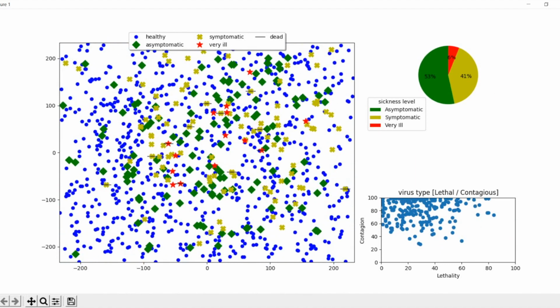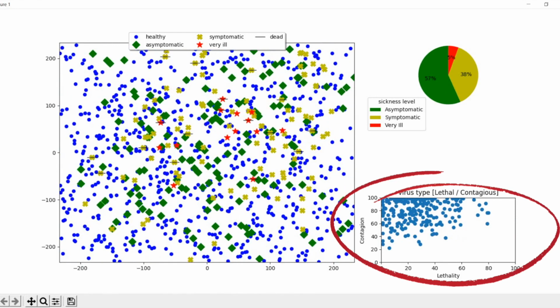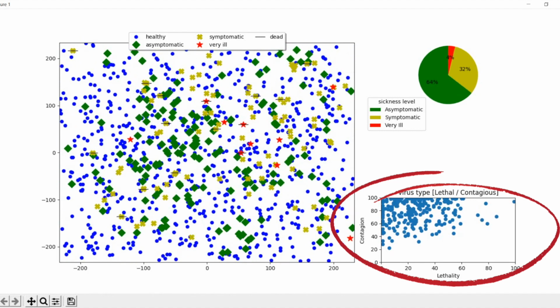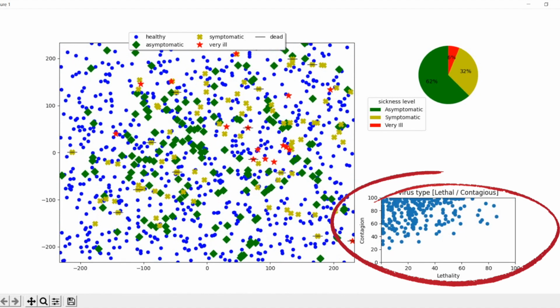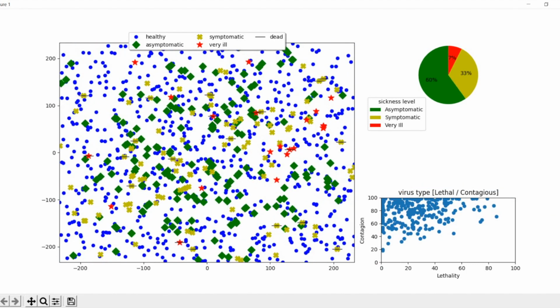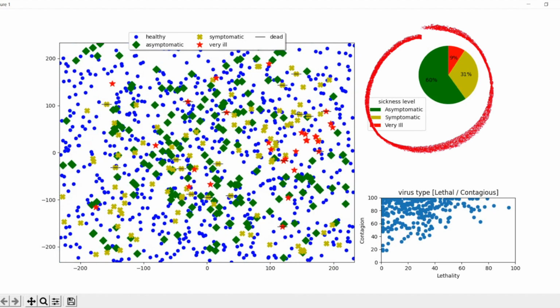Okay, so let's get back to this graph. In the beginning of the simulation, we saw that the dots on this graph were pretty evenly distributed. You can even rewind the video to see what this looked like. But now we can see that they've sort of converged into the top left corner. And we can also see that in this pie chart, most infection cases are actually asymptomatic.